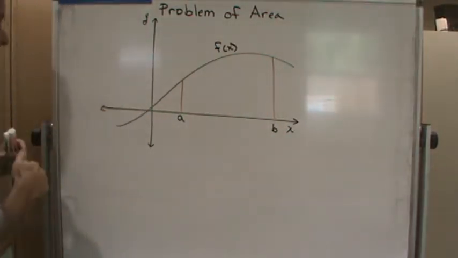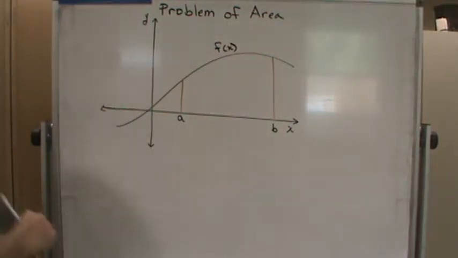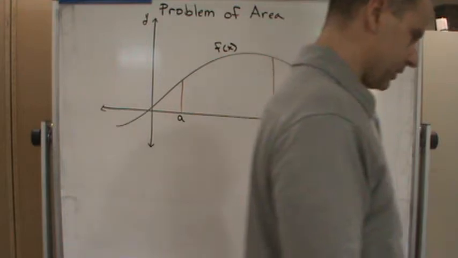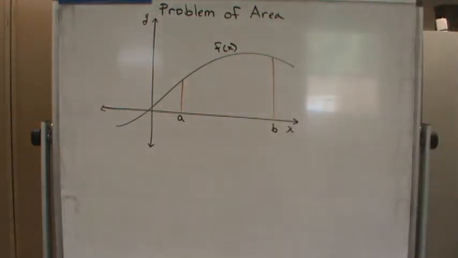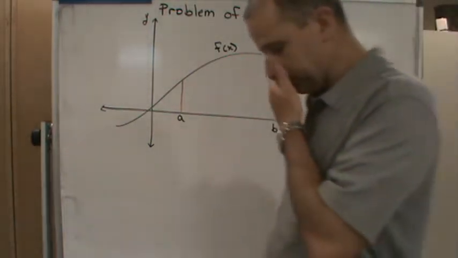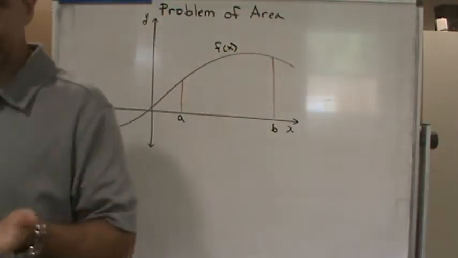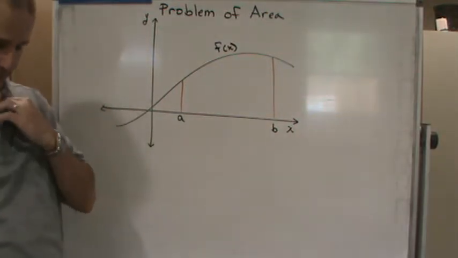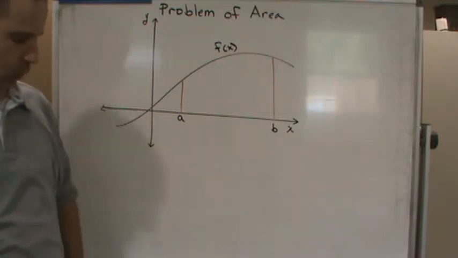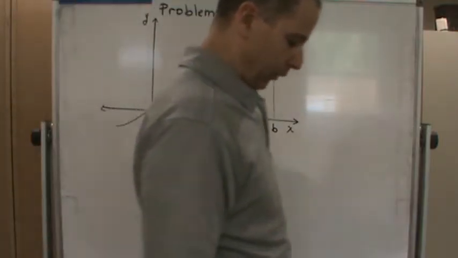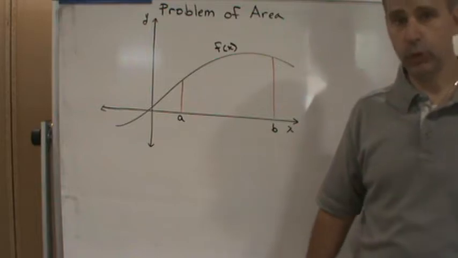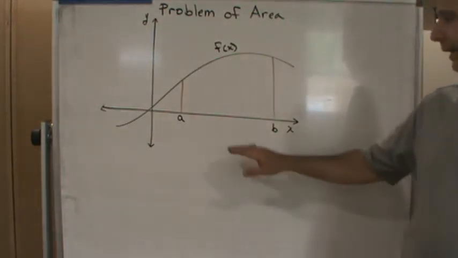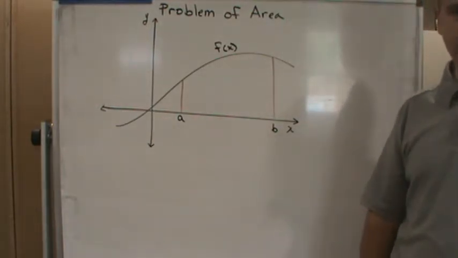Okay, so now, in many different fields, physics, business, probability, all deal with trying to find the area under a curve. And so that begs the question, how do you find the area between a curve and the x-axis?